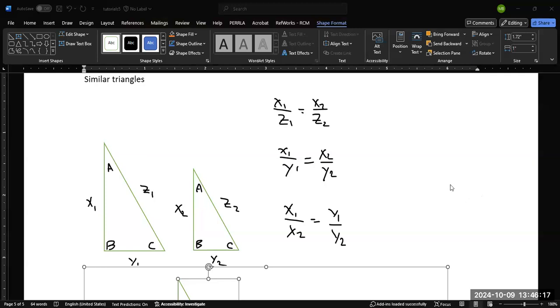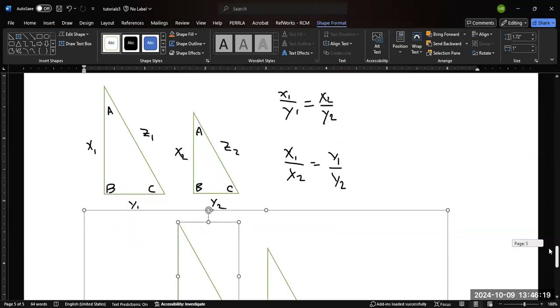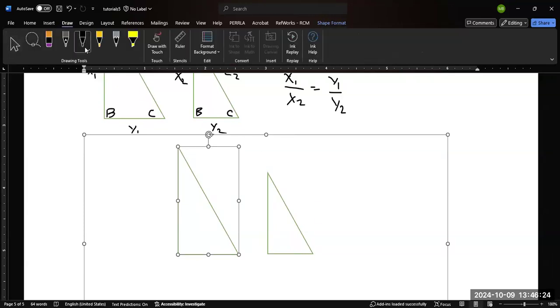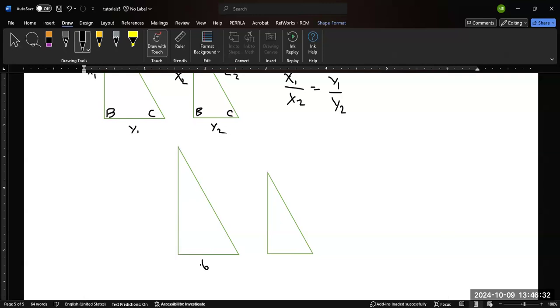All right, so let's look at some examples of working with similar triangles. Now, let's suppose that we have two triangles that we're told are similar. On one triangle, we have sides given as 6, 9, and 12. And we have another triangle where we're given information about one of the sides being length 4. What we want to do now is find the lengths of the other sides.